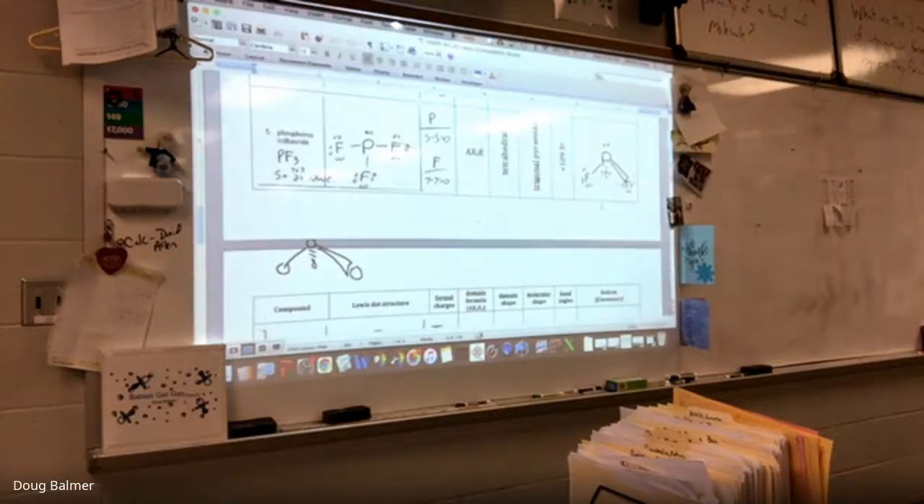Anybody kind of like drawing these molecules? Kind of like the artsy side of chemistry. You get to draw pictures that go with things.